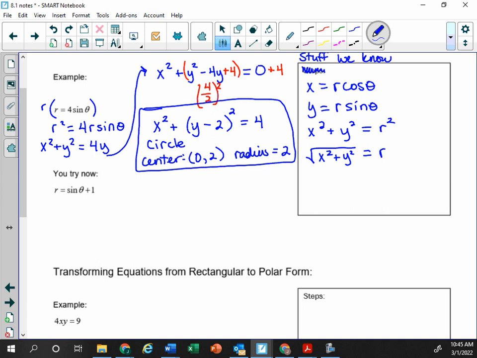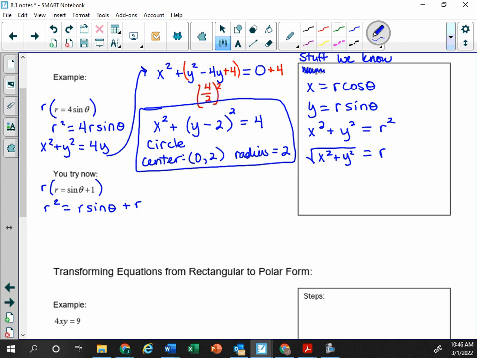All right. I think we'll do the next one together as well. So I know it says you try now, but let's do this one together. So I've got r equals sine of theta plus 1. Any guesses as to what my first step might be? Yes, multiply by r. So I will have r squared equals r sine of theta plus r.